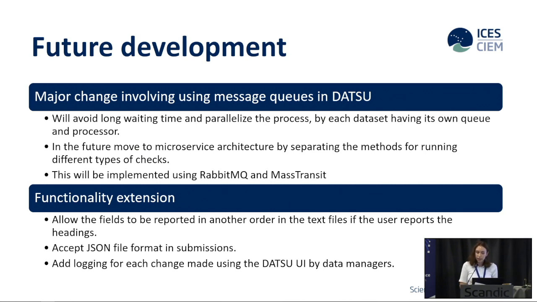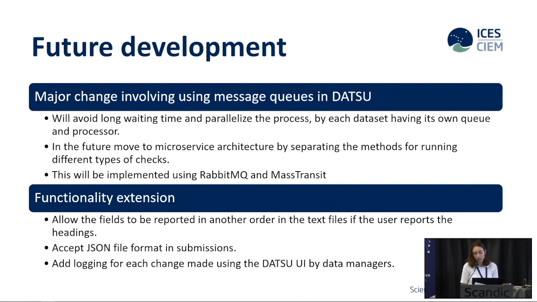implementing DATSU using message queues, RabbitMQ, and MassTransit, which is a .NET interface for message queues. And doing this will help us avoid long waiting times and parallelize the process by having each data set have its own queue for the data screening, as well as prepare us for a possible move to using cloud services and modifying the architecture to be similar to a microservice architecture and more distributed by separating the methods for running different types of checks. There are also smaller functionality extensions that we are planning for in the future.